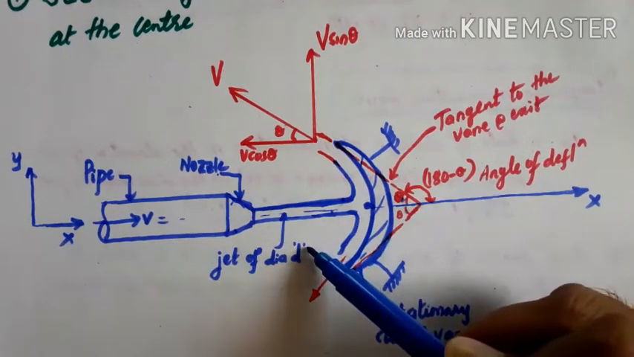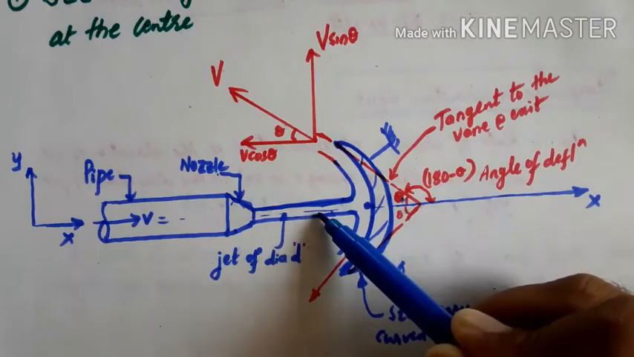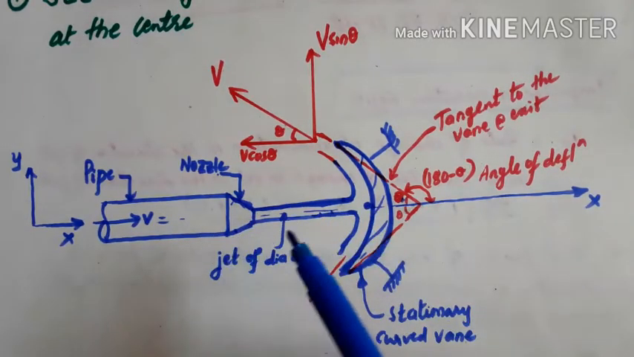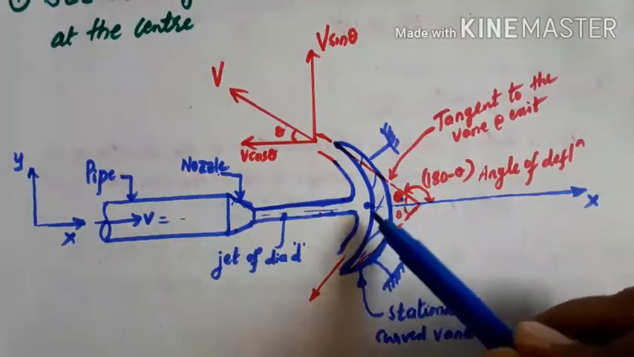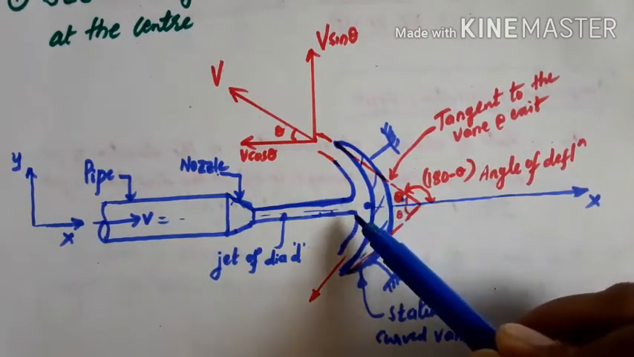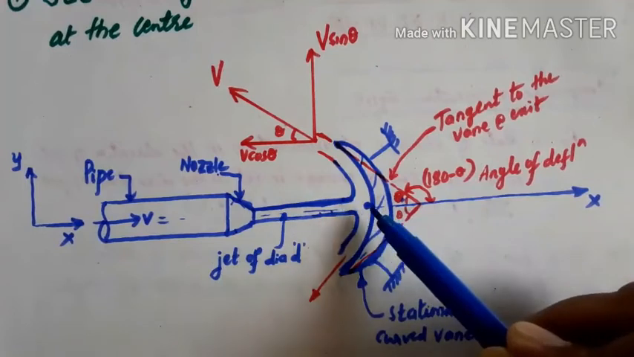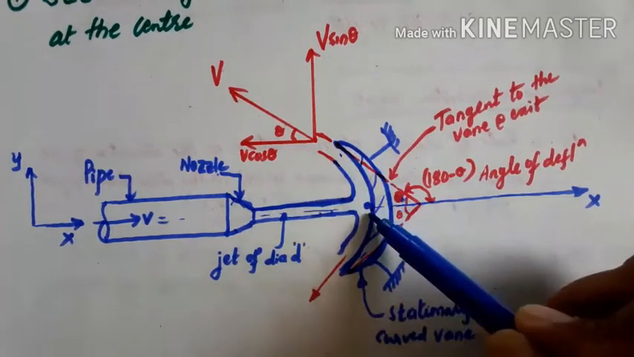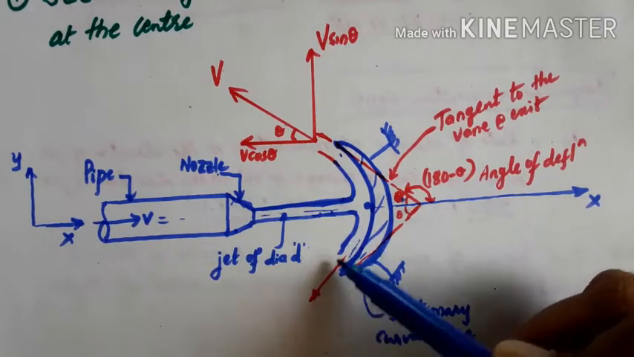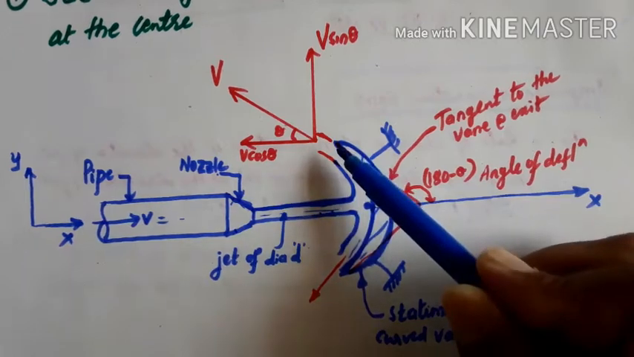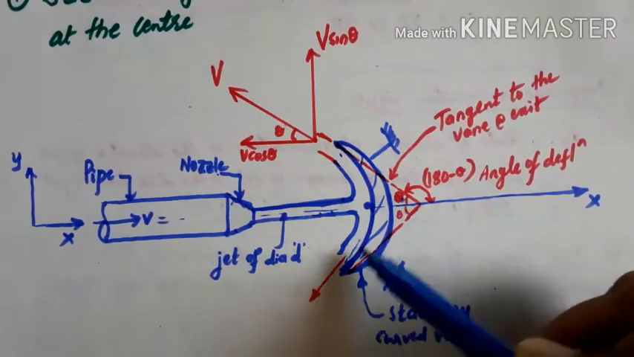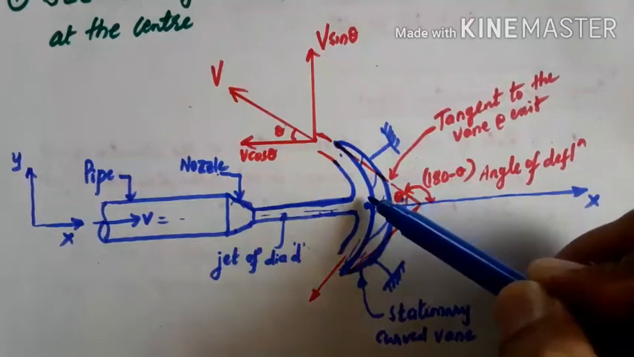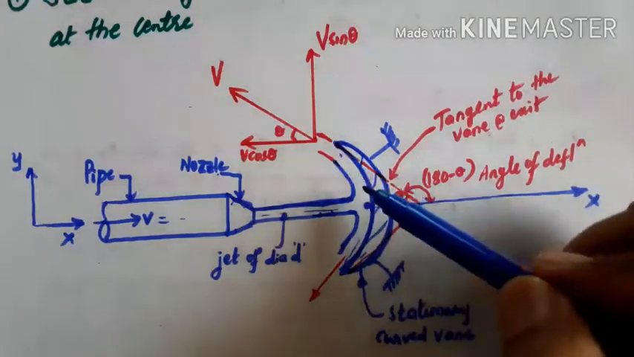Repeating, consider a jet of water of diameter d moving with a velocity v, strikes a symmetrical curved vane at the center. So this vane is placed symmetrically, meaning the jet is striking exactly at the center. Whatever quantity of water is moving in this direction, the same will be moving in this direction also. So with whatever angle it is deflecting after striking, with the same angle it is also deflecting here. So here it is marked angle of deflection. After striking, it is deflecting at an angle of theta here.